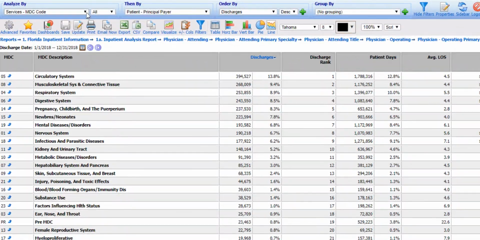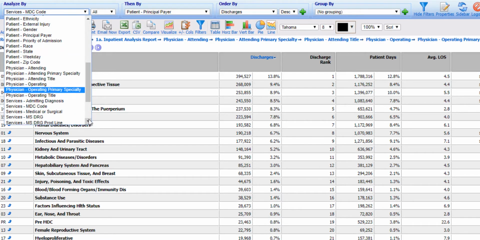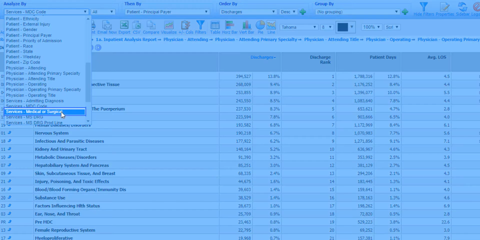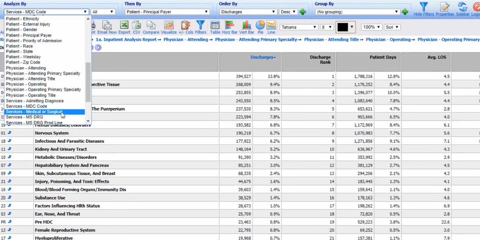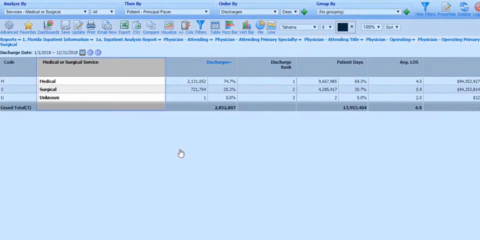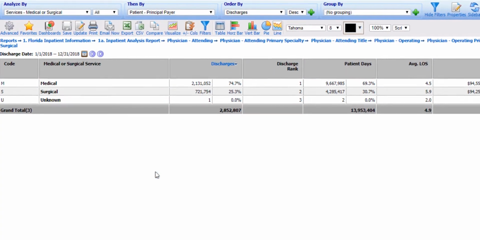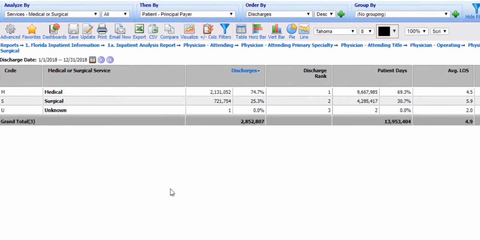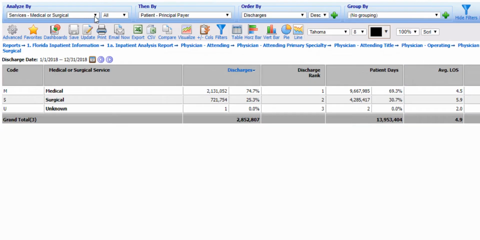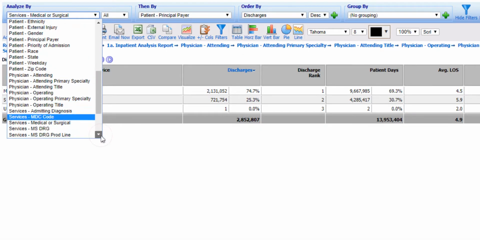The next field is another value-added field called the Medical Surgical Code. This code shows the ratio of medical and surgical service volumes. This field derives from the MS-DRG code table, where you can find out if the DRG falls under a medical or surgical service category. The next service field is the MS-DRG code.